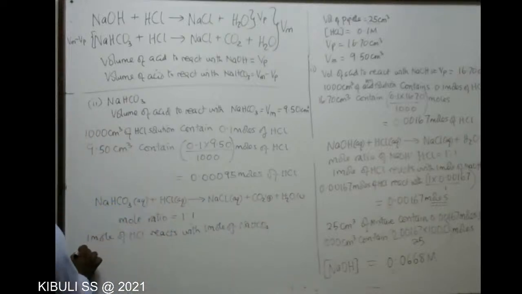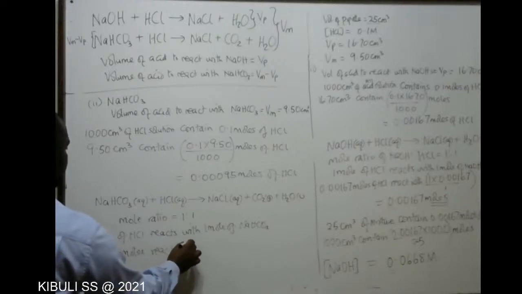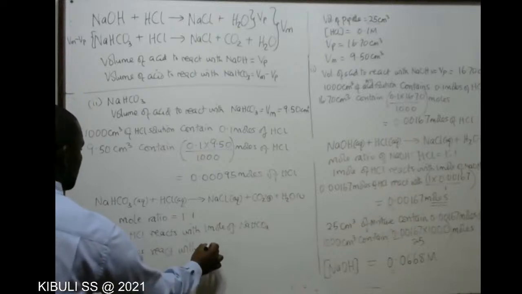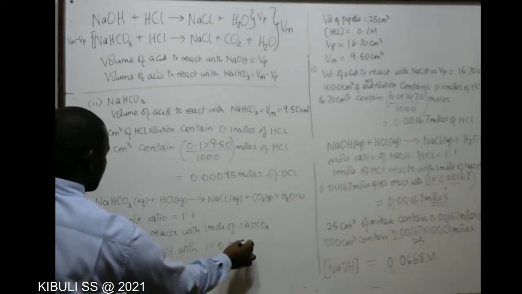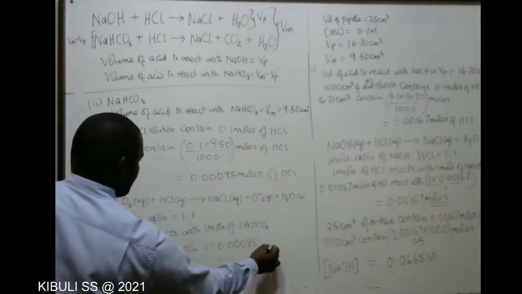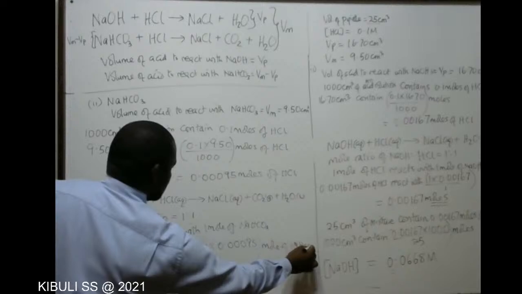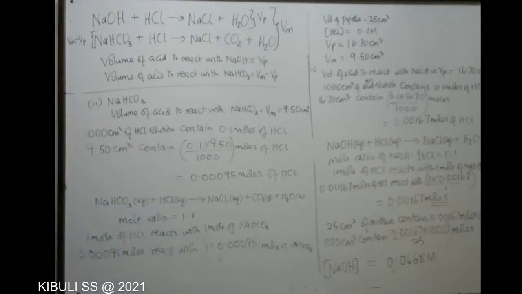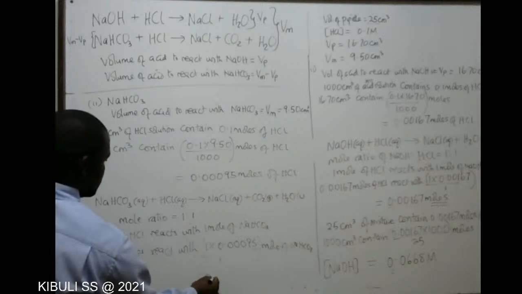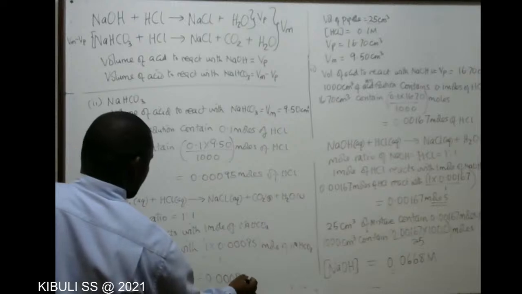What about these moles? 0.00095 moles of HCl react with 1 times 0.00095 over 1 mole of sodium hydrogen carbonate. So the number of moles of sodium hydrogen carbonate is 0.00095 moles.